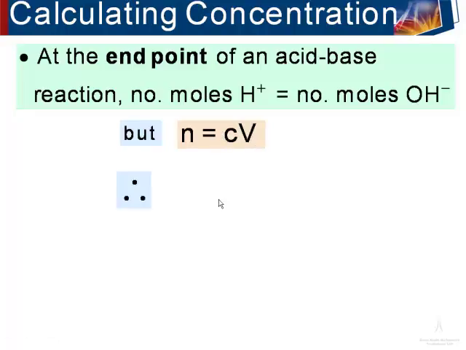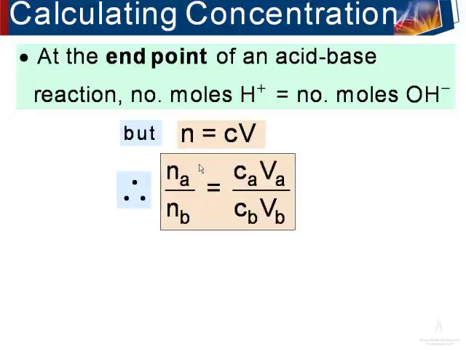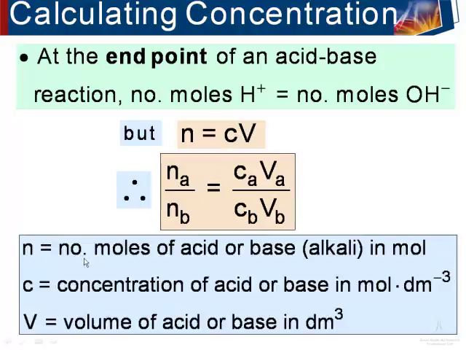And therefore, if we divide the number of moles of the acid by the number of moles of the base, we come up with this equation. Na over Nb equals CaVa divided by CbVb, where N is obviously the number of moles of the acid or the base, C the concentration of the acid or the base in mole per cubic decimeters, and V the volume of the acid or the base in cubic decimeters.